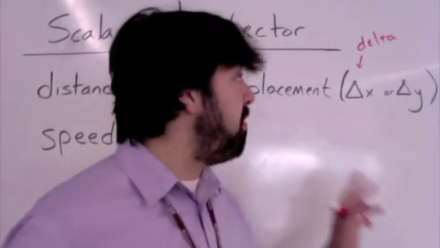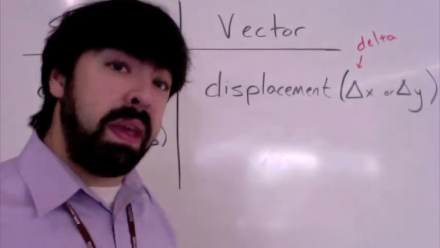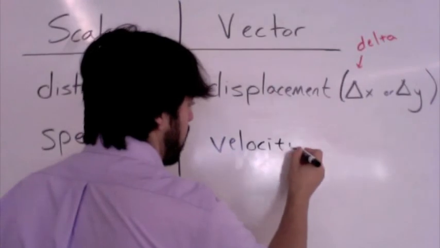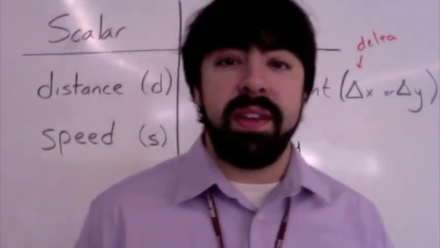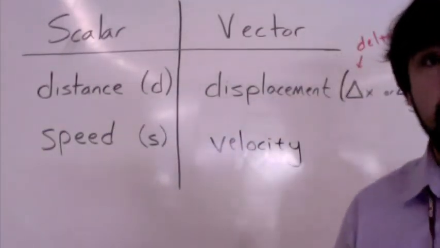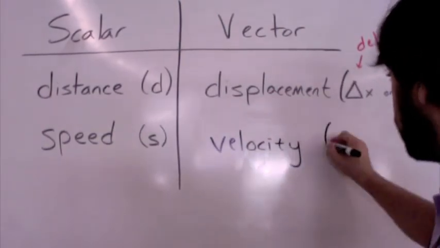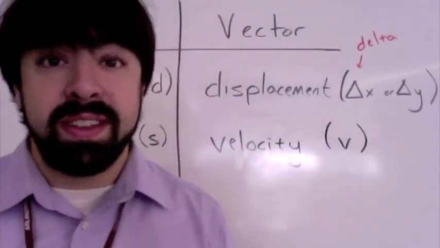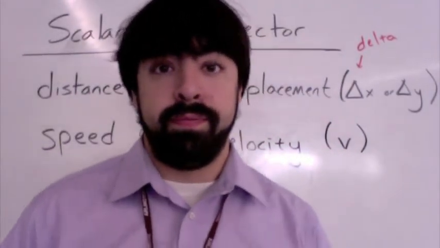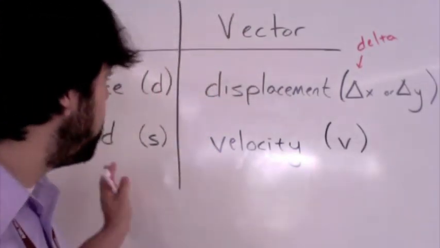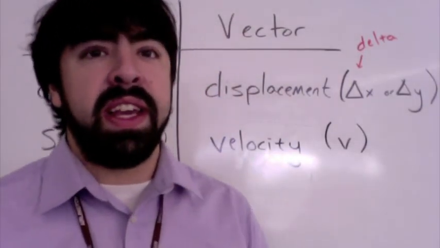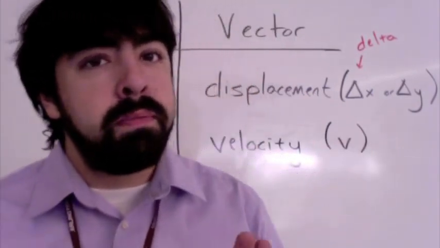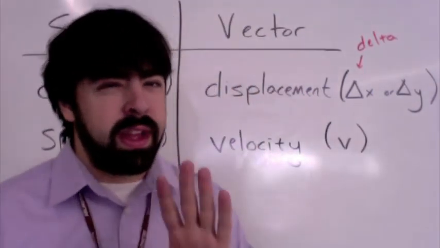The other term, the vector quantity that relates to speed, is velocity. Velocity is our vector quantity. V. V for velocity. Velocity means how fast and what way. So, similar to speed, saying that velocity is speed and direction is almost correct, but it's not entirely true.